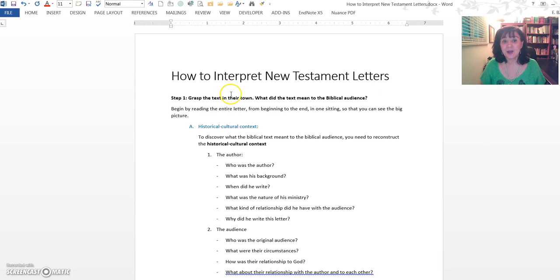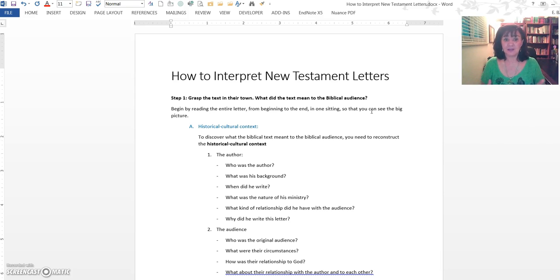The first step is grasping the text in their town. What did the text mean to the biblical audience? Basically, what did the author have in mind and intend to communicate to his original audience? So in order to understand that, you want to read the whole book from the beginning to the end. Some books are longer than others, but reading through the whole book will help you have a general overview of the book and then be able to go into the details of it.